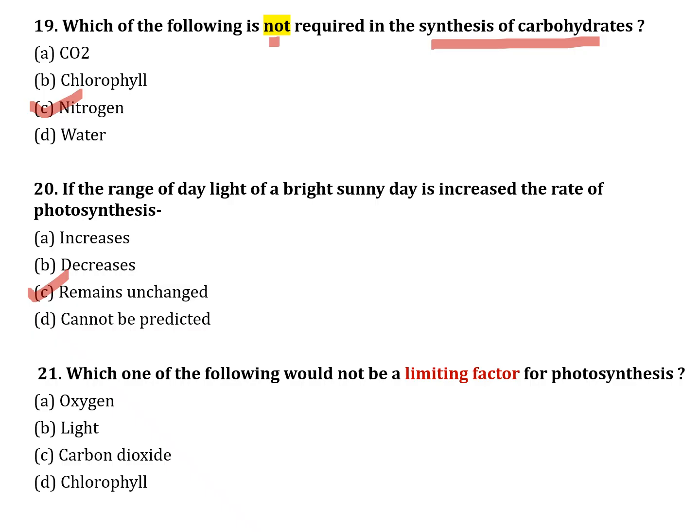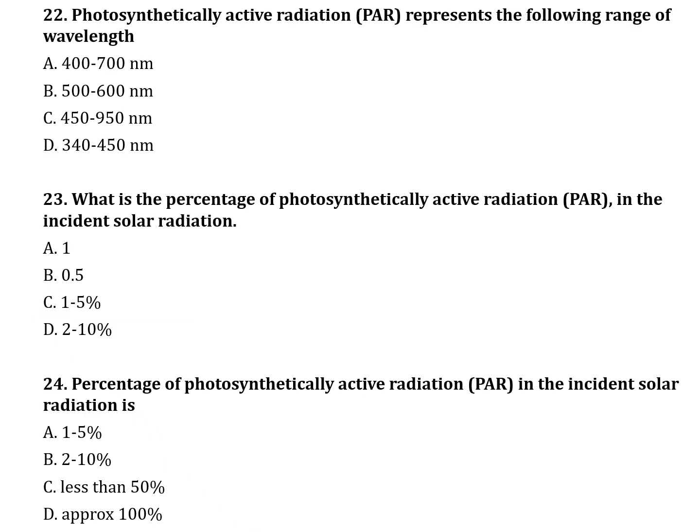The next question, number 21. Which one of the following would not be a limiting factor for photosynthesis? Option A oxygen, option B light, option C carbon dioxide, option D chlorophyll. Correct answer is option A oxygen. The next question, number 22.